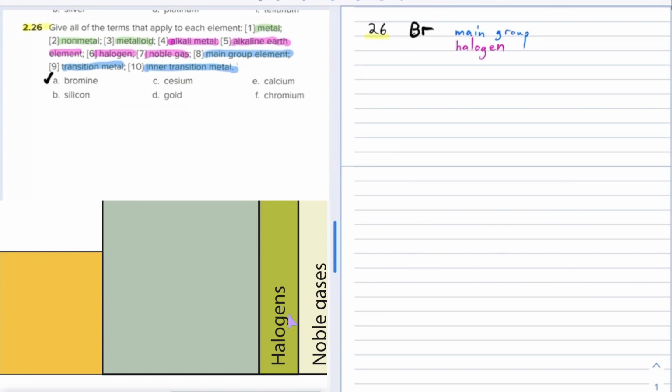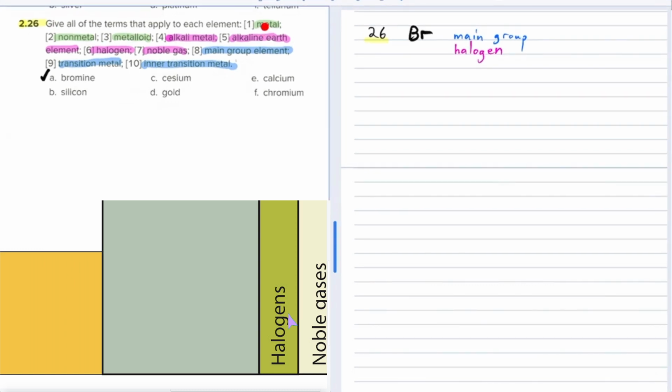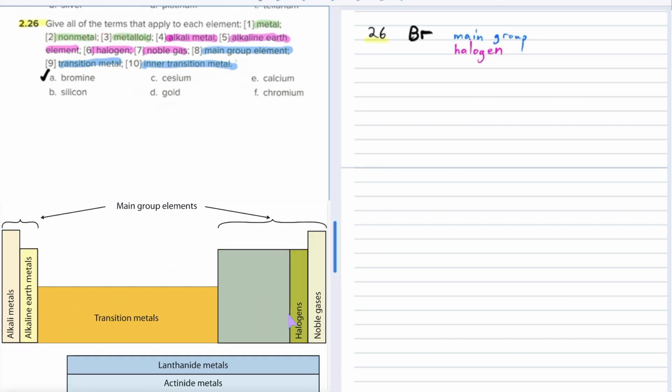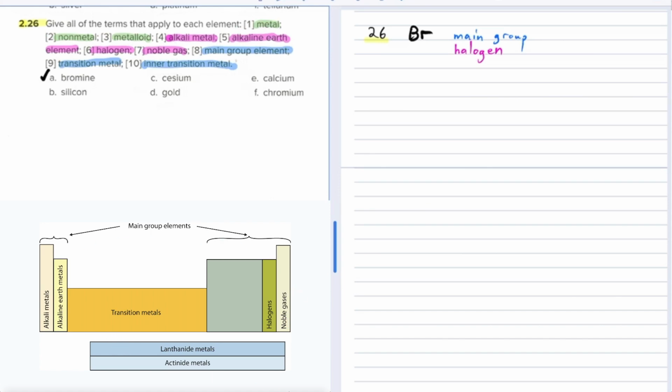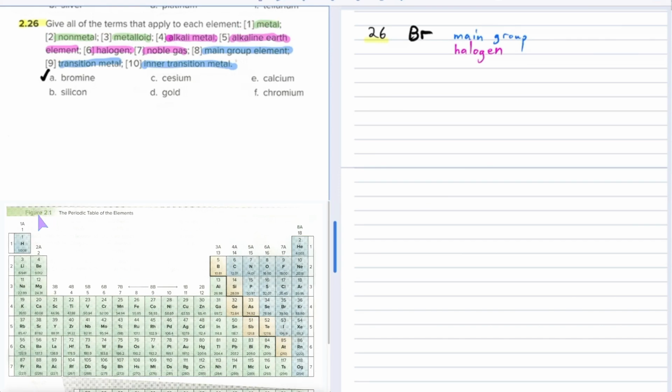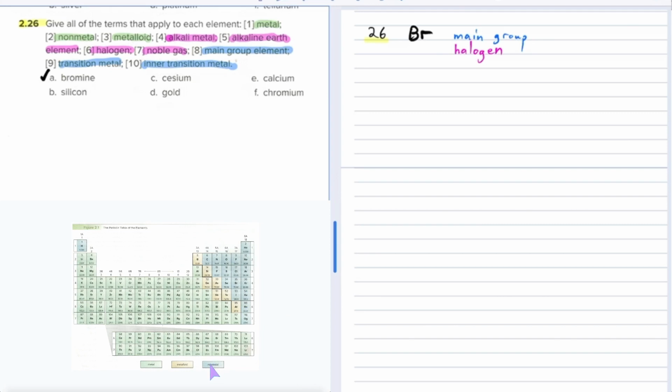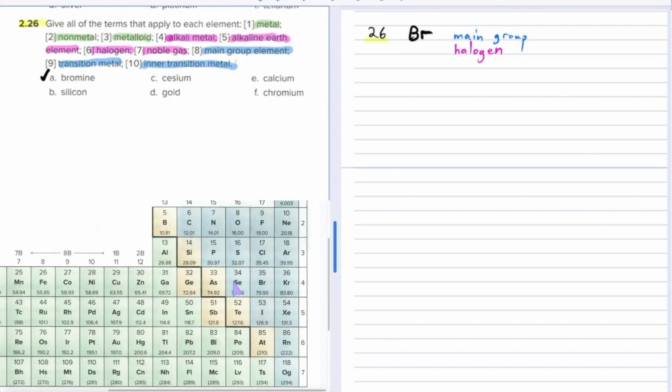Halogen. And then finally, the first way to categorize the elements is whether they're metal, nonmetal, or metalloid. You don't see that on this one, but you see it on this one right here. This is figure 2.1 in your text. Bromine is a nonmetal. The nonmetals are the blue ones. The metals are the green ones, and the metalloids are in the middle. So bromine is a nonmetal. Those are the ones up here in this upper right triangular portion.